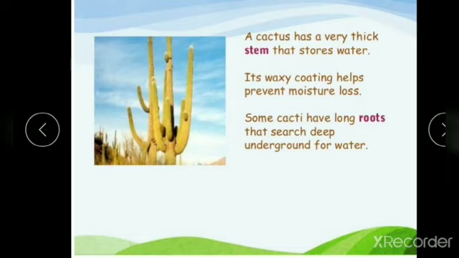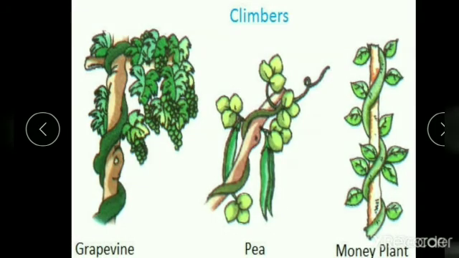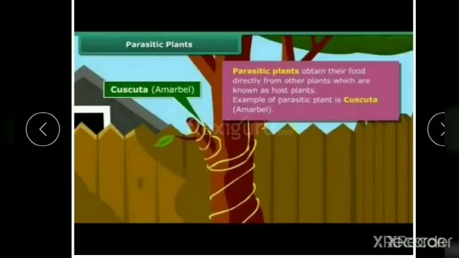Not only in deserts, the plants which are growing in other places also have to adapt to their environment. For example, the trees which grow in the forest grow tall and straight. The trees are all in competition with each other to reach the sunlight above. So to get the sunlight, they grow tall and straight. The climbing plants have long tendrils that twine themselves around the trees or some other support. Creepers usually grow flat on the ground, and parasitic plants cannot make their own food.